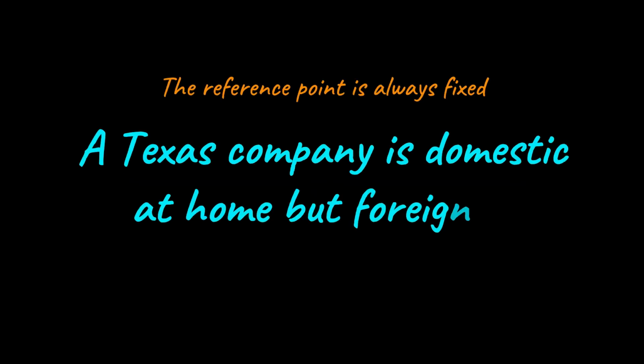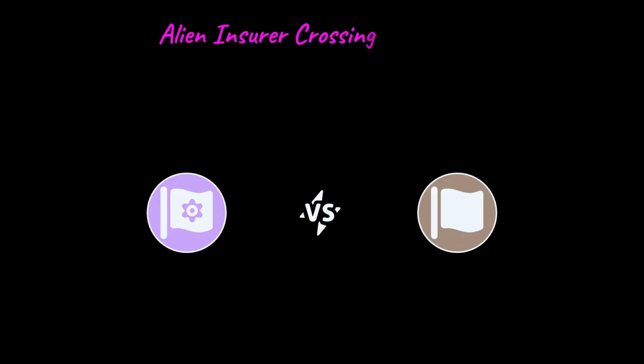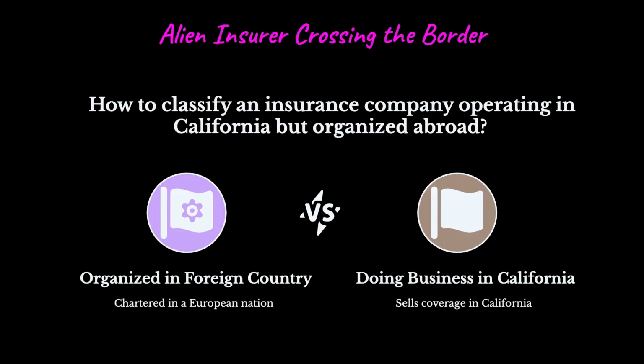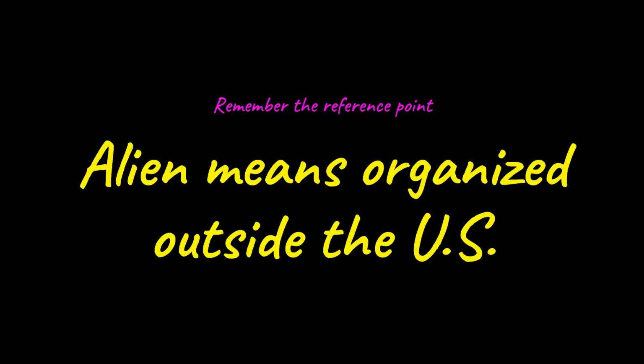The labels only make sense from the viewpoint of the state where the insurer does business. The very same company can be domestic in its home state and foreign everywhere else in the country. Picture an insurer chartered in Europe that sells policies in California. It's domestic back home, but in California it's alien, because its organizing jurisdiction sits outside the United States entirely. Domestic, foreign, and alien all track where an insurer was organized, not how it's owned or where it's licensed. Alien is simply the one that crosses the national border.